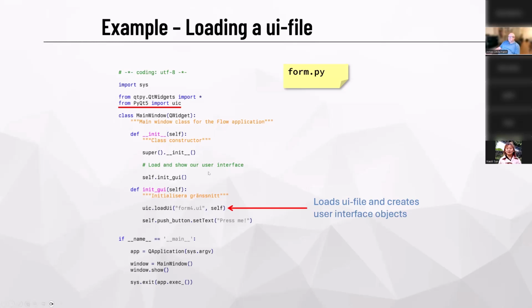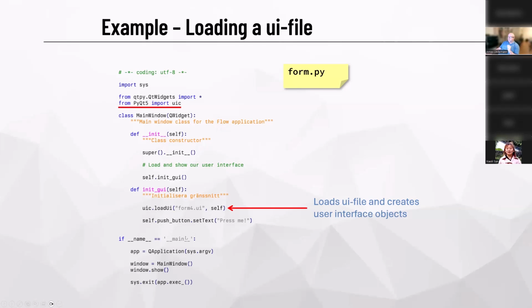And this is how it can look in your code. So you have your main class, your init GUI will be replaced by a single call here instead, UIC load UI. So you need to add a special statement here called UIC, which is a user interface compiler. So it will load and create controls for you. So you give the UI file and you give it where it should create the controls. In this case, we want our controls to be created in our main window class. And so you just give it self, and it will create all the controls at that location.